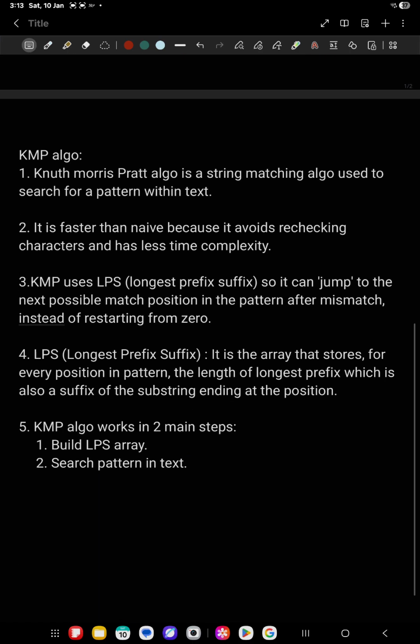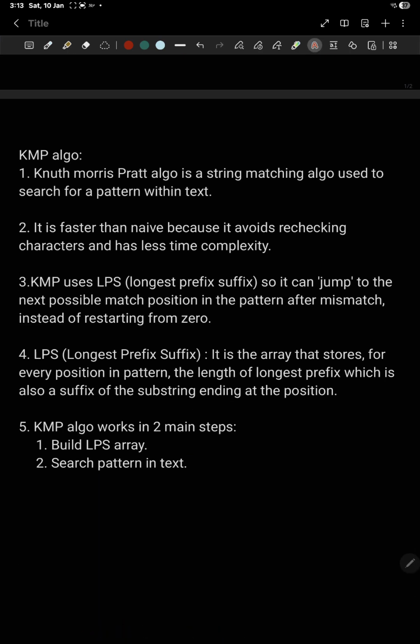So the basics: what is the KMP algorithm? The Knuth Morris Pratt algorithm is a string matching algorithm. In this theory, you can use it to write for exams for a 5 marker, or if you have to add some points, like in college exams, you can use it there. Okay, so first of all, it is a string matching algorithm used to search for a pattern within a text. Okay, it is faster than naive. So this is the second point.